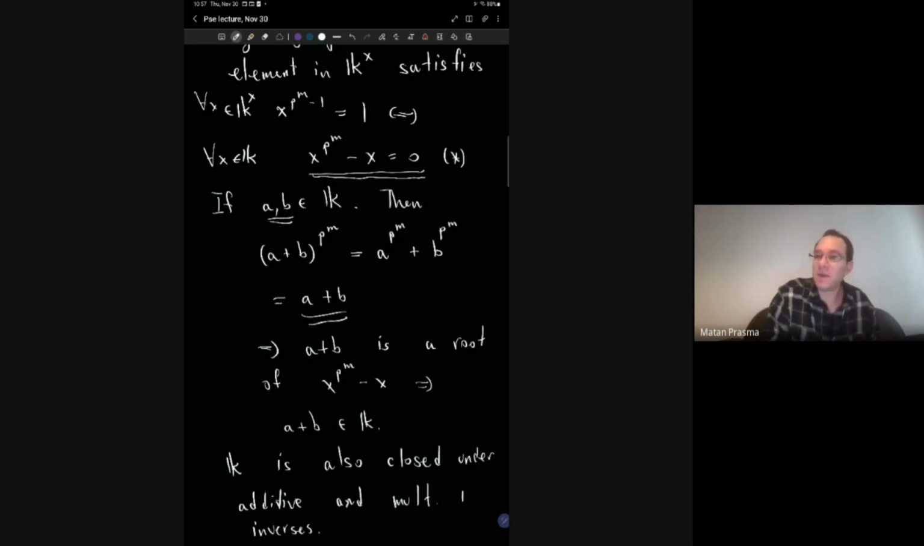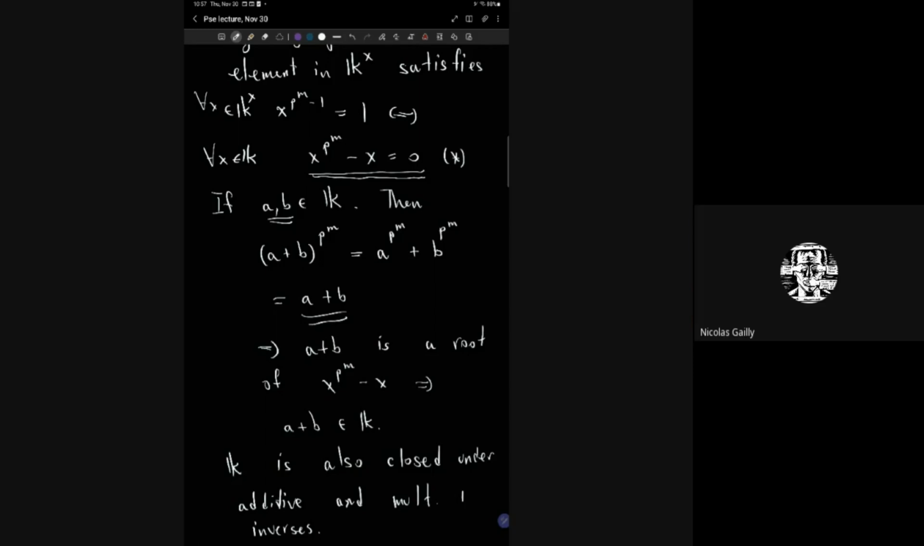Yes, a question? I'm sorry, I'm not sure about the last step. I understand why (a+b)^(p^m) equals a+b, but then the conclusion that a+b is a root of x^(p^m) minus x, I'm not sure I see it, and why is it then an element in K? The last two steps, I'm not sure I really understand them.